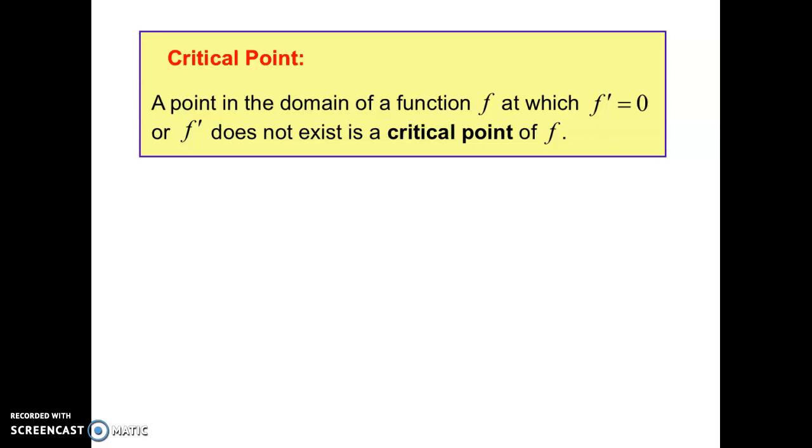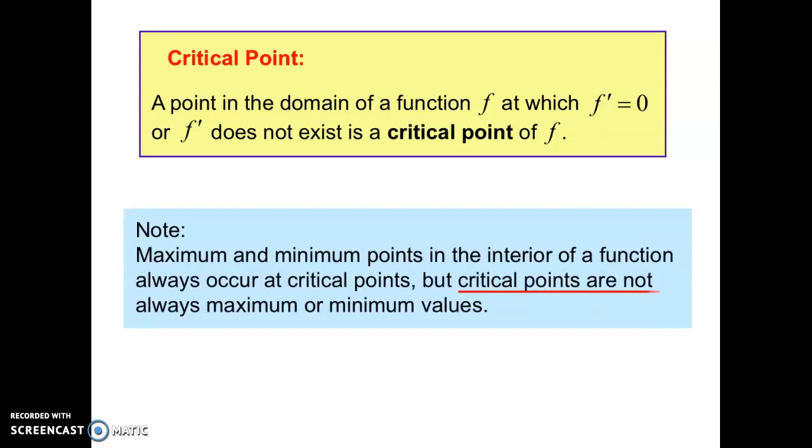Now, why are they called critical points? Obviously, because the curve is either turning or changing in some way. So these are points that would definitely give us possibility for extremes. Note that the maximum and minimum points in the interior of a function, in other words, not at the endpoints but inside the interval domain, will always occur at critical points, either where the first derivative is equal to zero or where the first derivative is undefined.